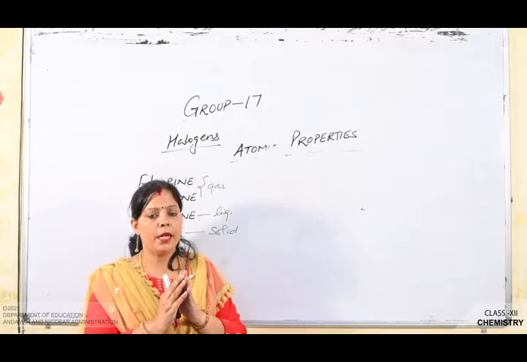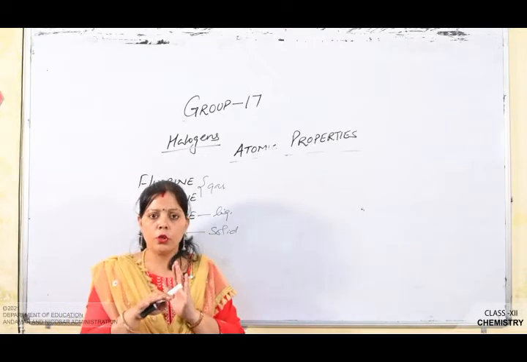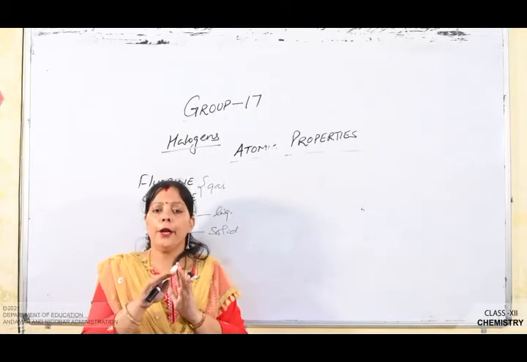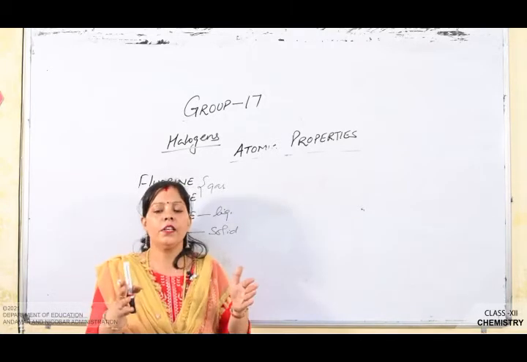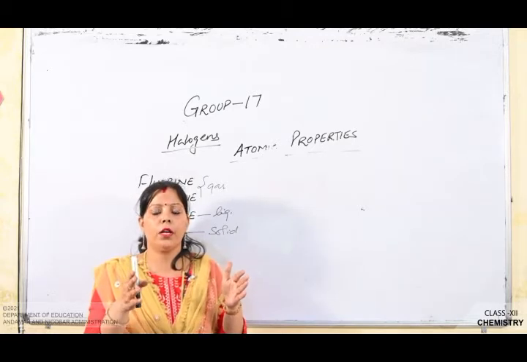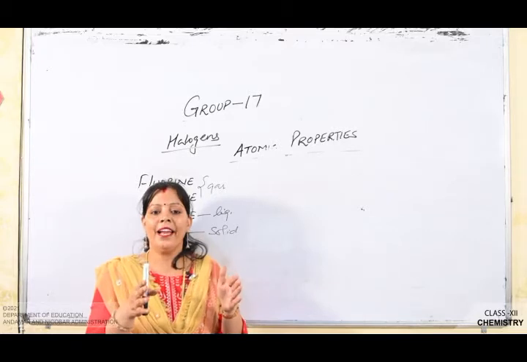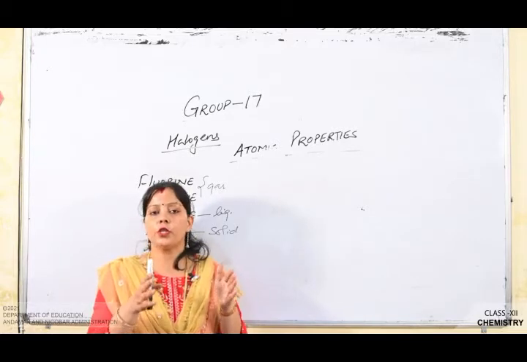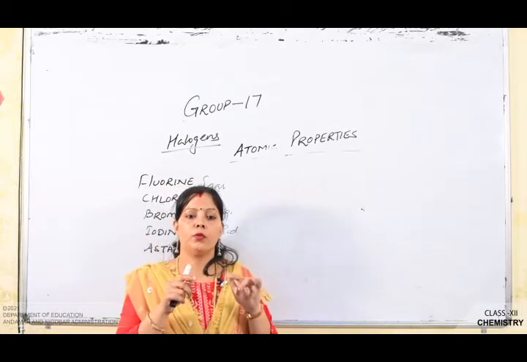So their melting and boiling point steadily increases down the group because down the group atomic size increases, and due to the increase in atomic size the surface area increases, and the surface area results in an increase in the van der Waals force of interaction, and as these molecules are held together by these forces of attraction, that's why the melting and boiling point also increases down the group.